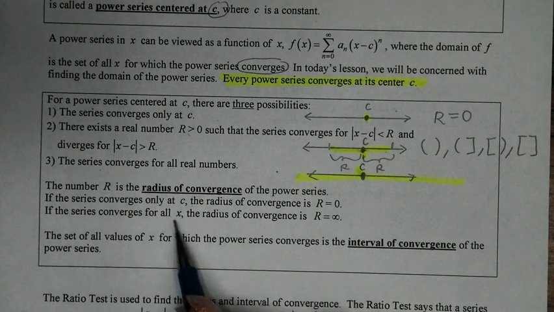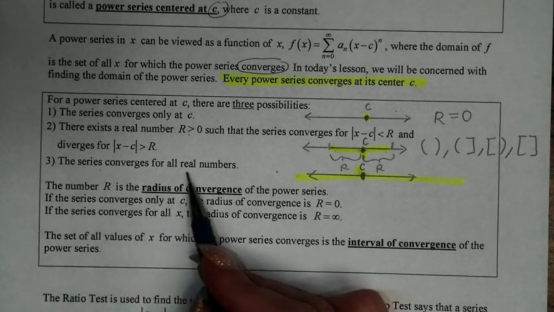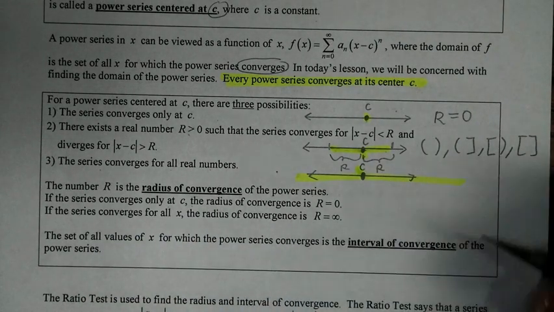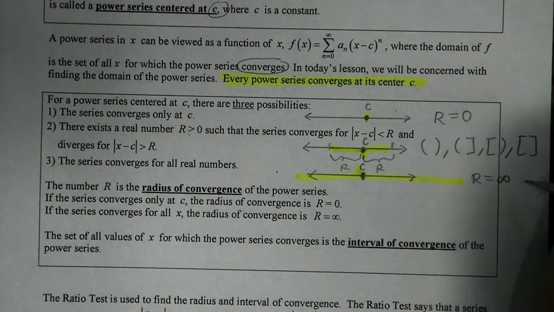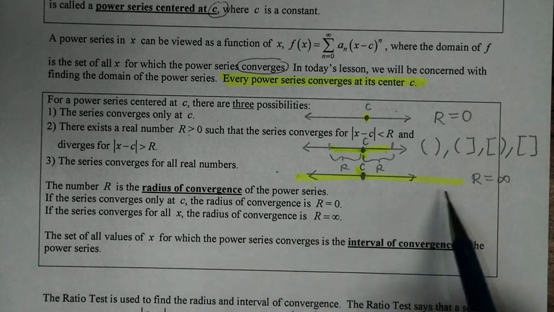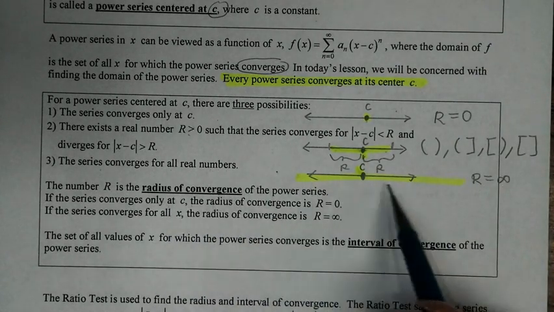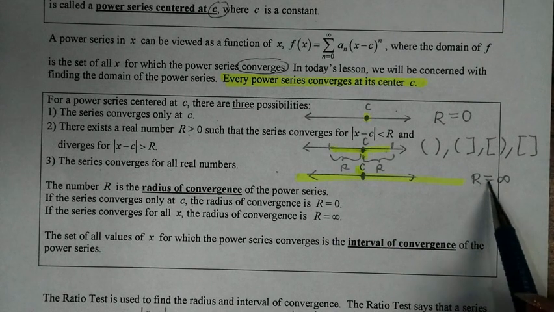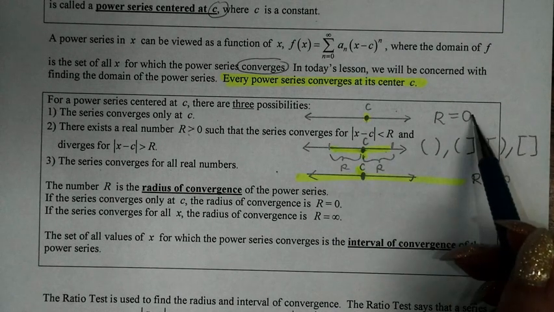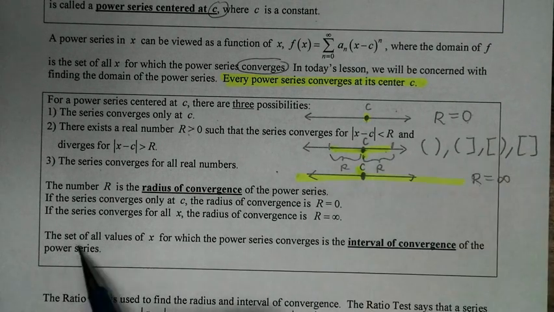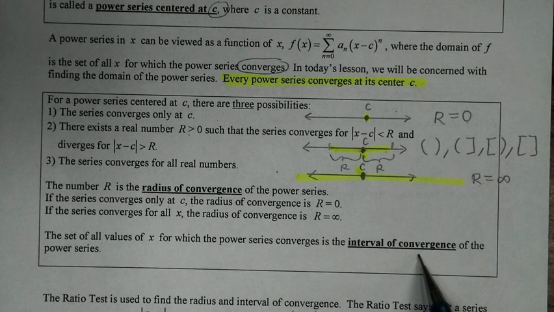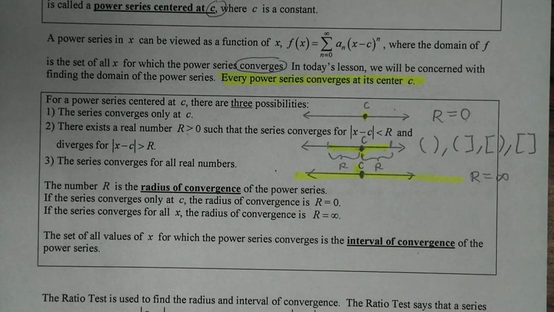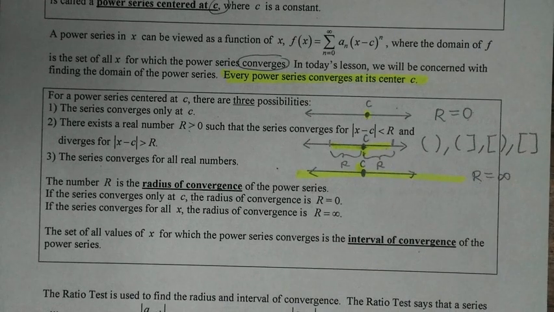On the third possibility that you have, if the series converges for all real numbers, what you have is that your radius of convergence is going to be infinity. Therefore, okay, you are going to have that it's all the real numbers, your domain. This is the domain all real numbers, an interval, and then here is only at the center, okay? So the set of all the values for which the power series converges is what we call the interval of convergence of the power series, and that's what we are going to do in the following examples, okay?